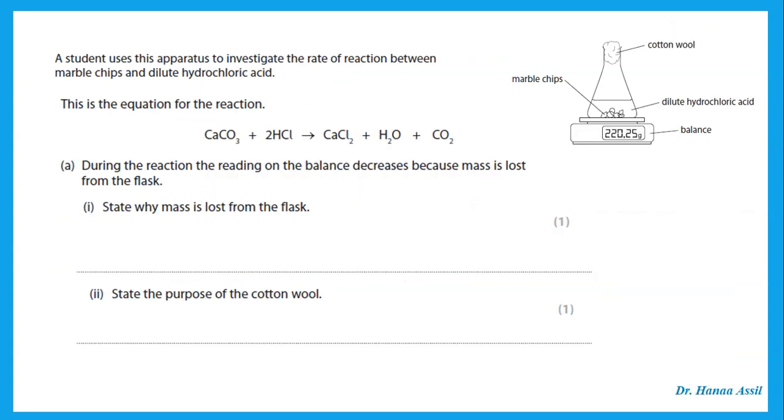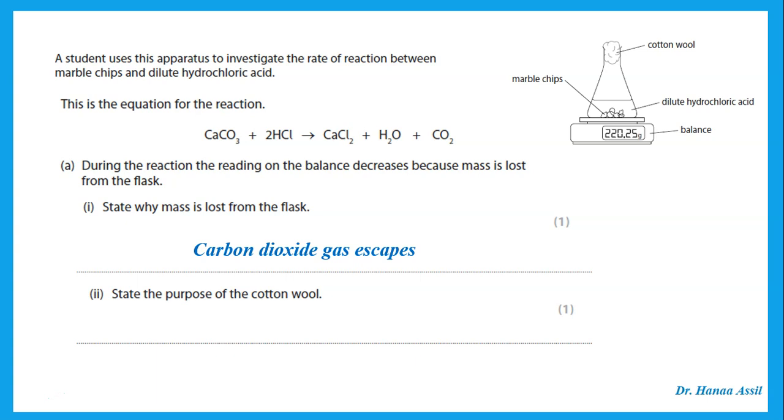A student uses this apparatus to investigate the rate of reaction between marble chips and dilute hydrochloric acid. Again, state why mass is lost from the flask. We said the mass will go down because a gas is given off and it escapes. So which gas are we talking about here? Carbon dioxide gas is formed and it escapes.